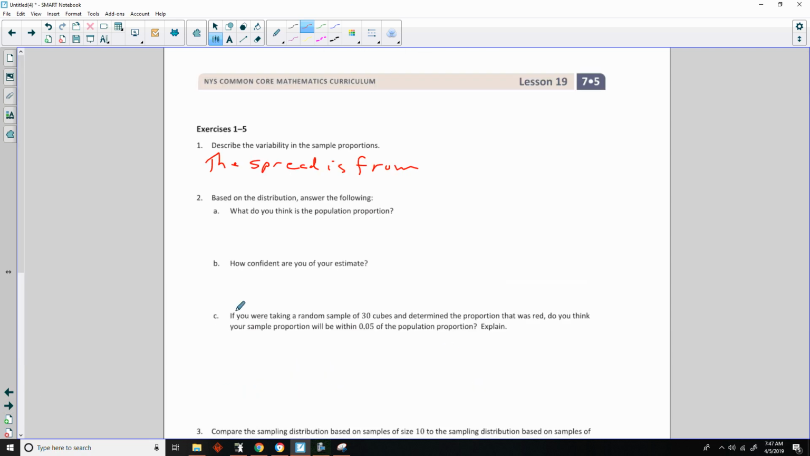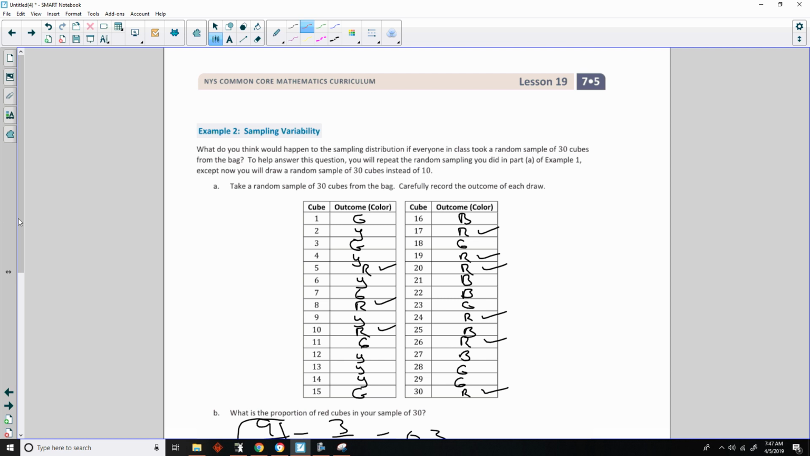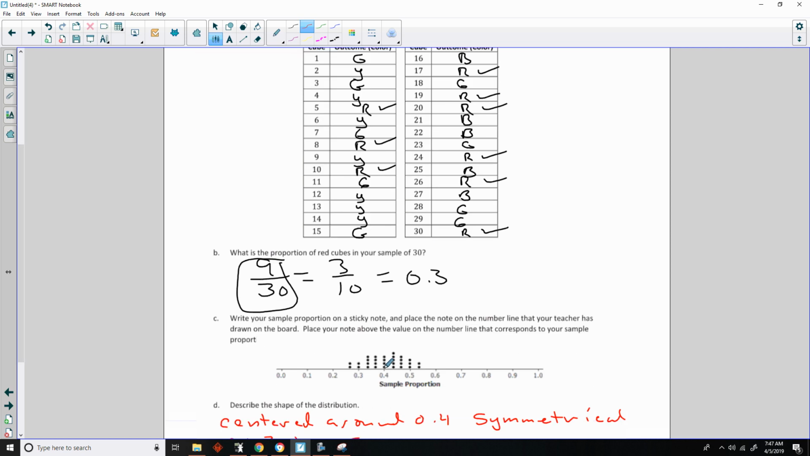And then it says describe the variability in the sample proportions. The spread is from 0.25 to 0.55 approximately. Cluster between 0.35. So if we go back and look, it is clustered from 0.35 about here to 0.45.